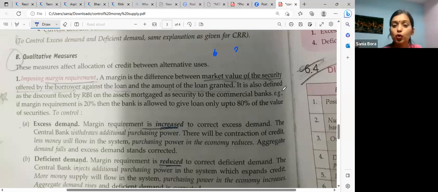It is also defined as the discount fixed by the RBI on the asset mortgage security to the commercial bank. So you don't need to write all this; you can only write till here. So what is this? It is the difference between the market value of a security offered by the borrower against the loan and the amount of loan granted. Clear?